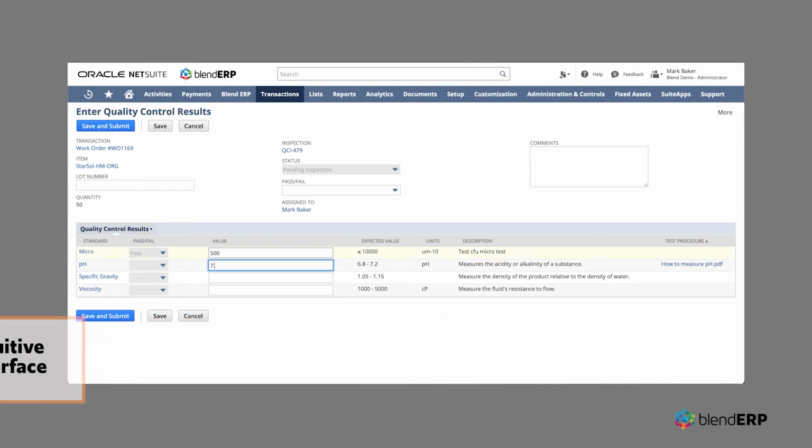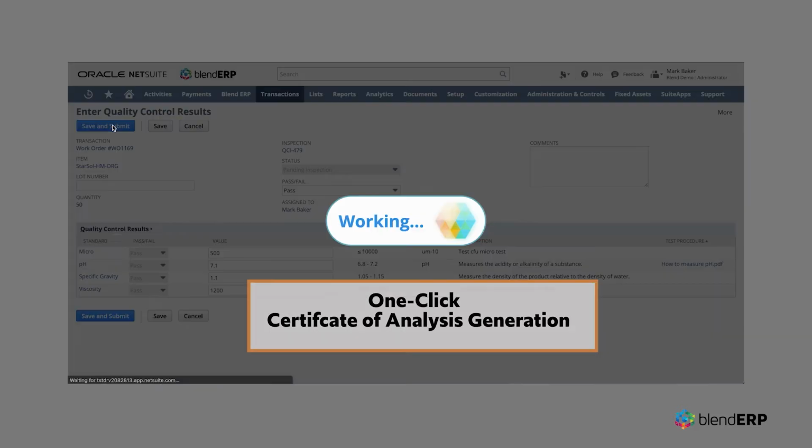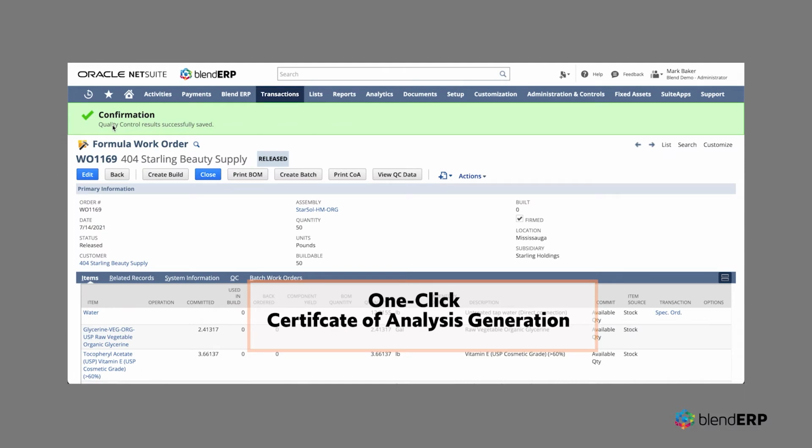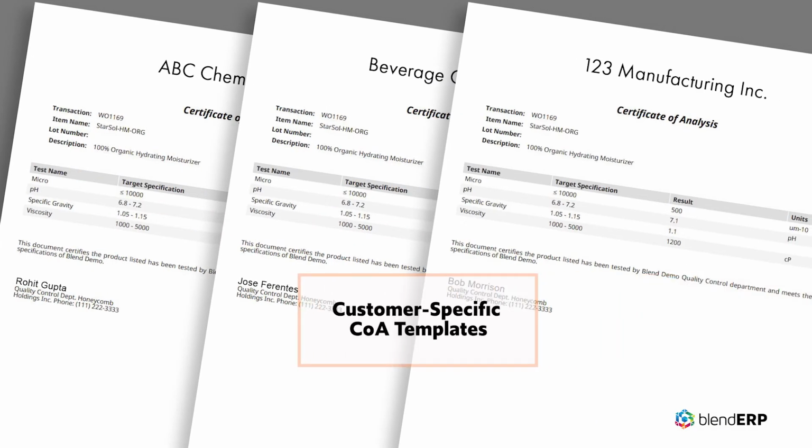All approved users can generate a certificate of analysis in just one click, either from inside the work order or when you're ready to ship. You can also run internal quality control tests at any time. You can even create a unique COA template for each customer.